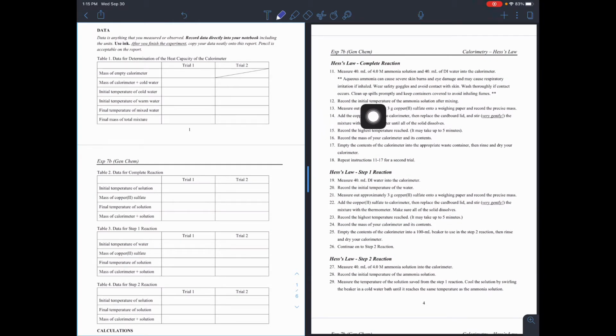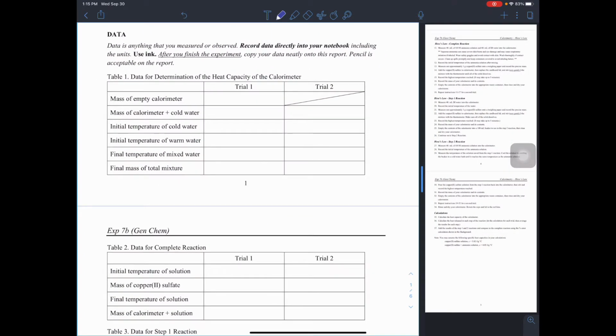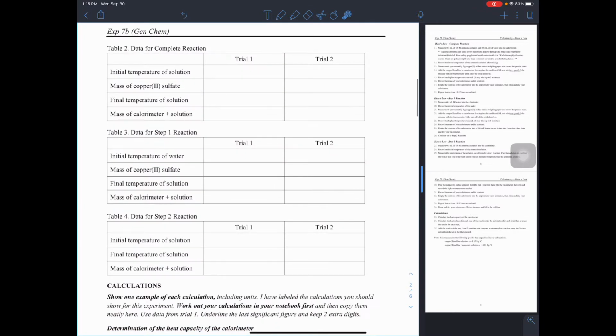We're going to be collecting initial temperatures, final temperatures, and masses. And so these are going to end up in our report over here. So in the data section, the mass of the empty calorimeter, the calorimeter with the cold water, temperatures, etc. Data for the complete reaction, for the step 1 reaction, and for the step 2 reaction.